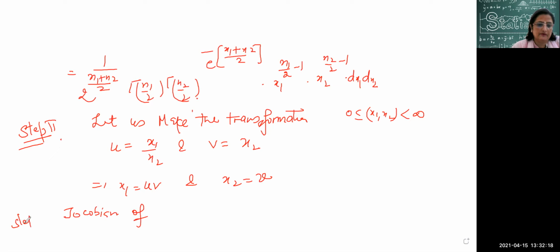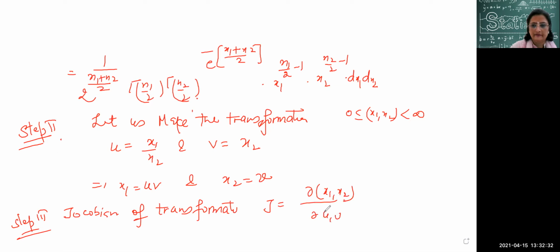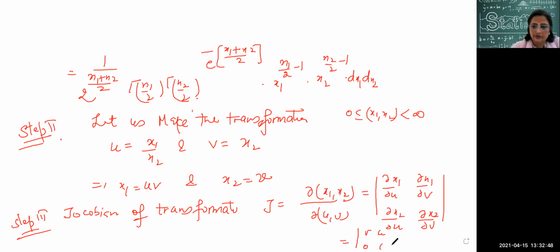Jacobian, this is step number 3. Jacobian of transformation. It is given by J, and J will be calculated with the partial differential formula. So when you calculate it, this will be the determinant of the matrix with entries curly x1 by curly u, curly x1 by curly v, curly x2 by curly u, and curly x2 by curly v. So this comes out to be v, u, 0, 1, and after calculation it will be v. So this is step number 3. So we have transformed the variables, and we have found the Jacobian of transformation.